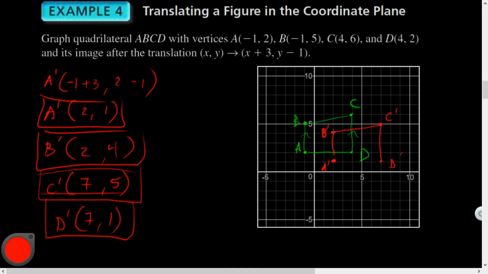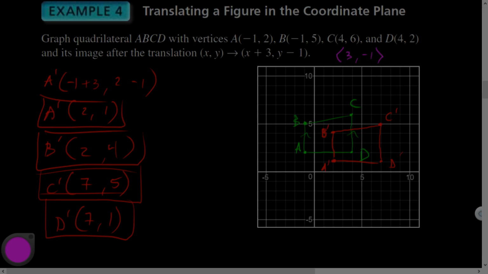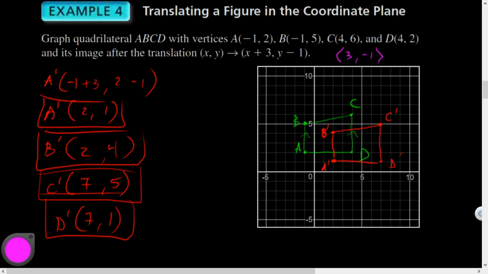All right, and you can see that you could have described this transformation rule as the vector 3, -1. There's just multiple ways of representing the same thing. The blue one is called the image. The green one is called the pre-image. We got to talk about this.